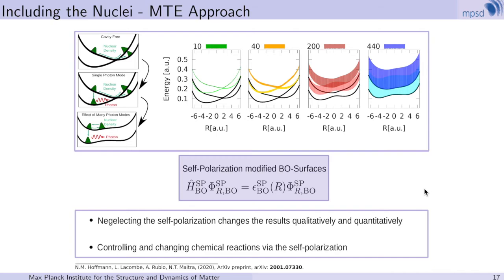And with realizing this, we also realized, okay, perhaps the self-polarization, or the number of photon modes, is an interesting tool to control and change your chemical reactions, because we see a full suppression of the proton-coupled electron transfer without even touching the coupling strength. We only included more photon modes.